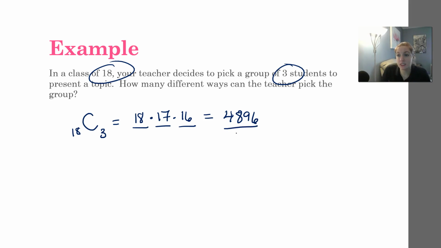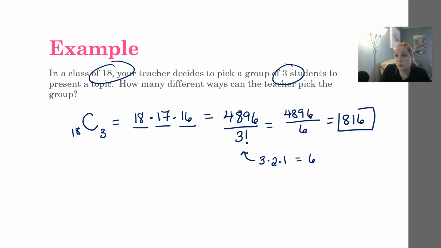Now, it's combination. So what do we need to divide by? We need to divide out the size of the group factorial. So the size of the group here is 3 factorial. Now what's 3 factorial? Remember, it's that countdown. 3 times 2 times 1. Count down to 1 and multiply the numbers together. 3 times 2 is 6. So 3 factorial is going to go ahead and get replaced with 6. Divide those on your handy dandy calculator. Boom, 816 different ways for that teacher to pick 3 students.